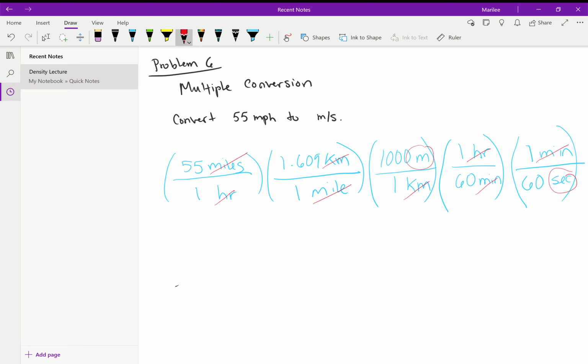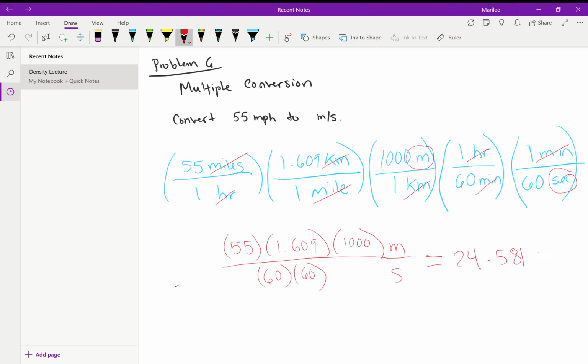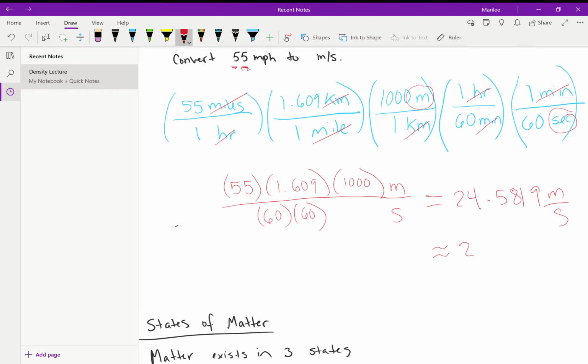So we have 55 times 1.609 times 1,000 divided by 60 times 60. And on the top we have meters, and on the bottom we have seconds. So this will give you, actually, let me tell you exactly what it gives you. This will equal 24.5819 meters per second. So let's look at our significant figures now. What do we have here? We have 2 significant figures. Therefore, our answer needs to be in 2 significant figures. Therefore, it's about 25 meters per second.